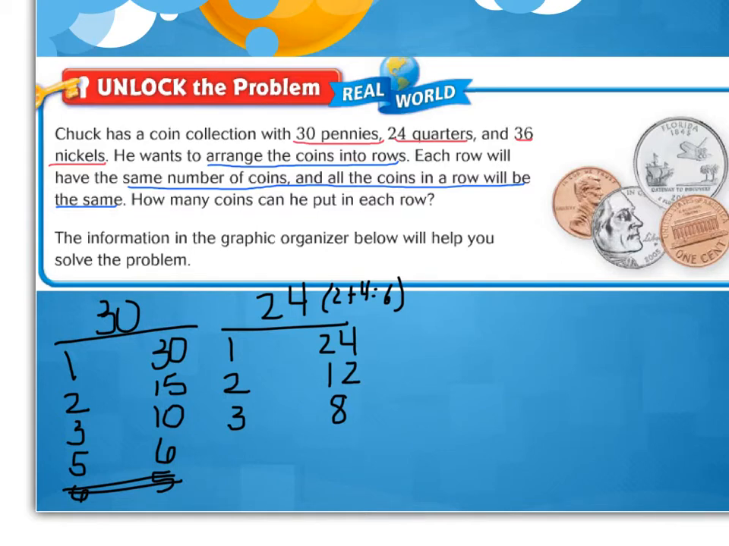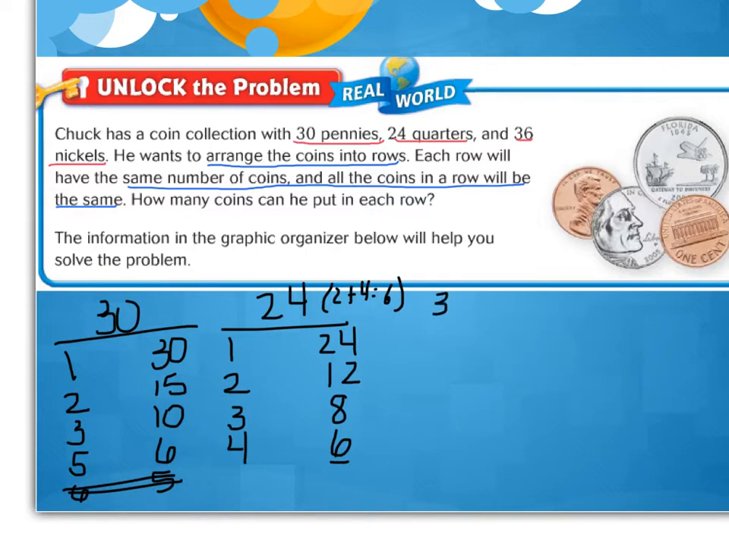Since 2 and 3 are factors of 24, I know that 6 is also a factor of 24. And in this case, 4 times 6 equals 24. 5 is not a factor of 24, and since the next number I would get to by counting is 6 and it's already there, I know that I've listed all my factors for 24.